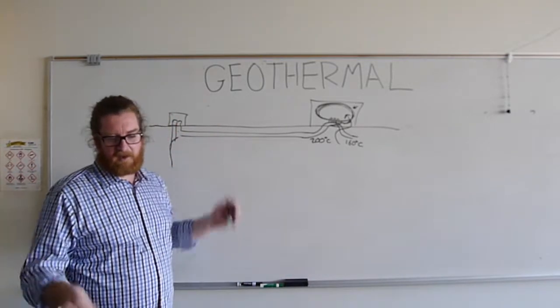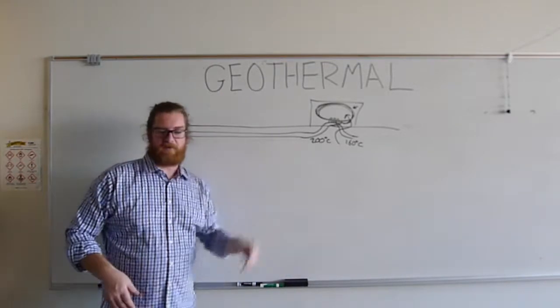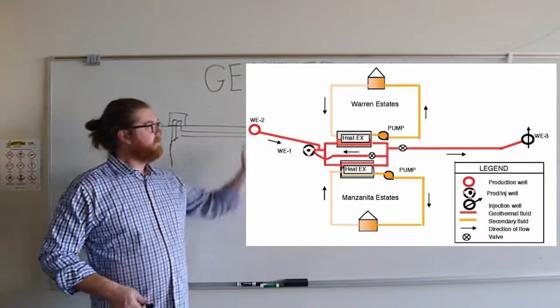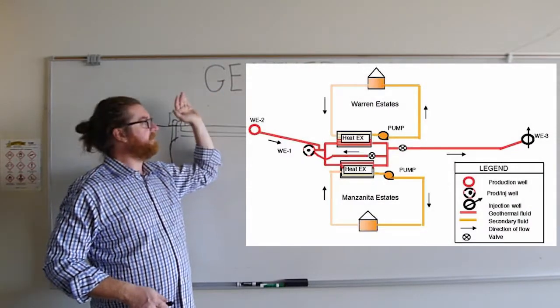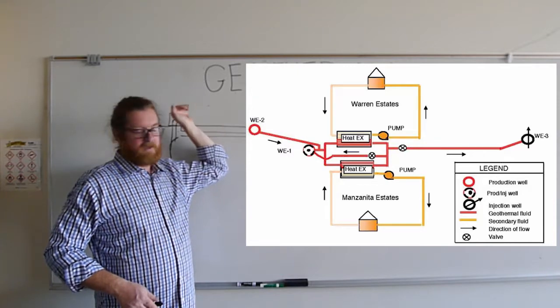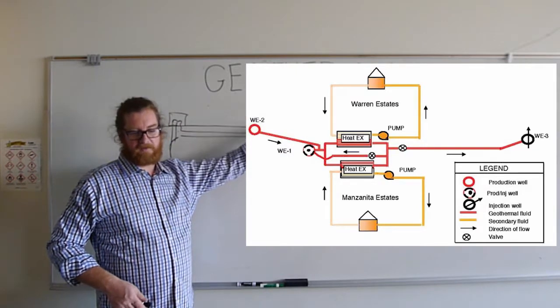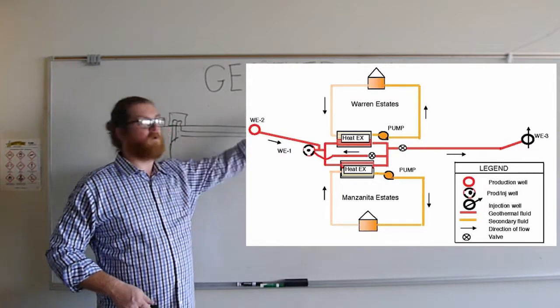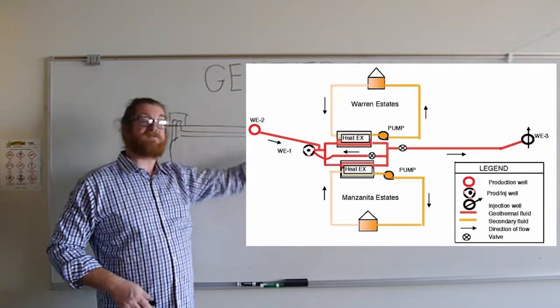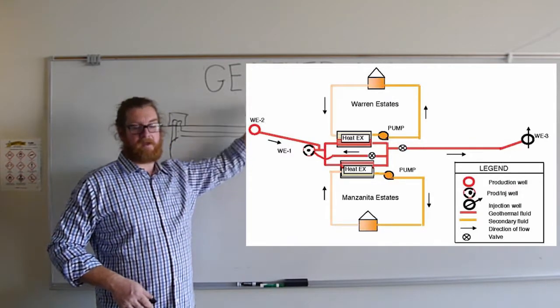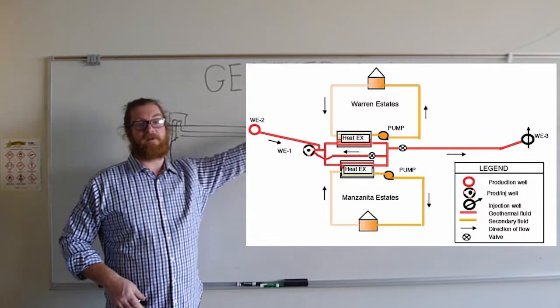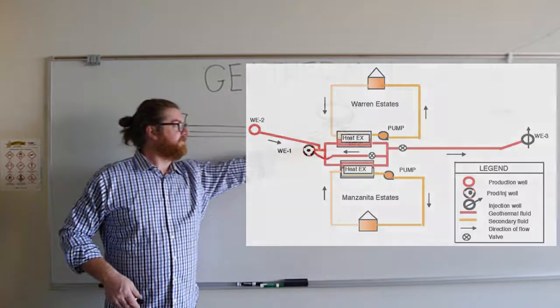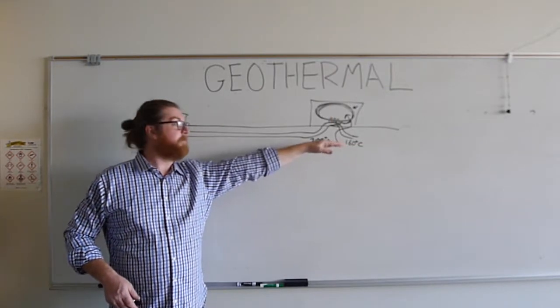So this is a diagram that looks a little bit more abstract. You can see here on the left side the hot water source, and then that hot water is pumped along. It looks like there's Manzanita Estates and Warren Estates in the top. Each of those has a closed loop, right? And then the system goes off, and that groundwater is usually recharged or shoved back into the ground.